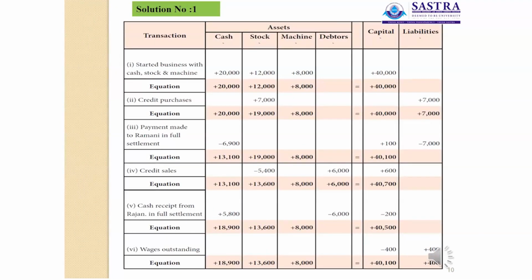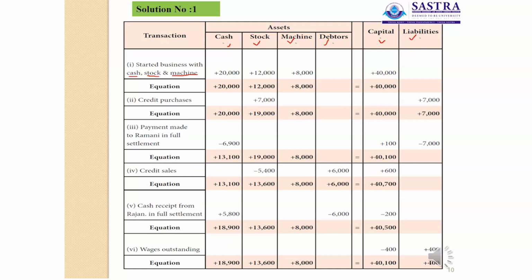Here the first one is started business with cash, stock and machine. So what are the accounts involved here? One is cash account, stock account, machine account and another one is capital account. So we have to provide a column for cash account, stock account, machine account and one more account, debtors account. Then on the liability side, capital account plus liabilities.